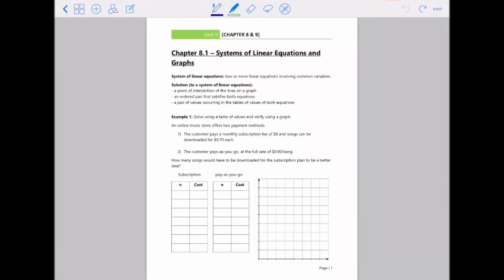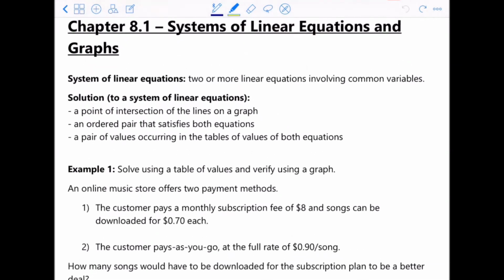Hello everyone. Let's go over chapter 8.1, Systems of Linear Equations and Graphs. So let's go over the definitions first.